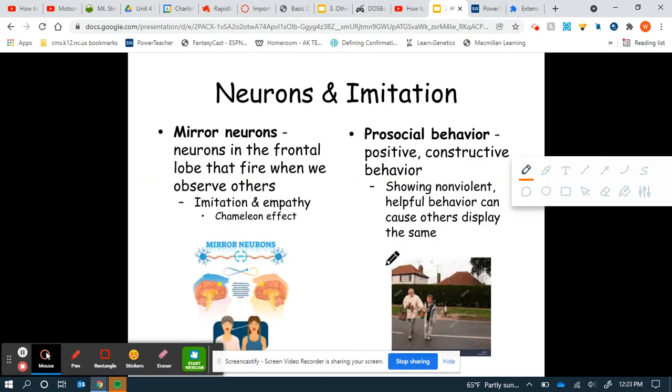They have found that we are biologically predisposed to imitate. In our frontal lobe, we have what are called mirror neurons. Mirror neurons fire when we observe other people. These mirror neurons are what allow us to imitate and allow us to feel empathy, which is being able to feel what somebody else is feeling. An example of this is yawning, where they say yawns are contagious. That is true. When we yawn, we're imitating somebody else.